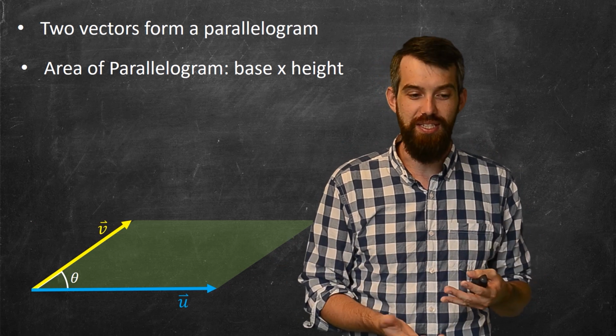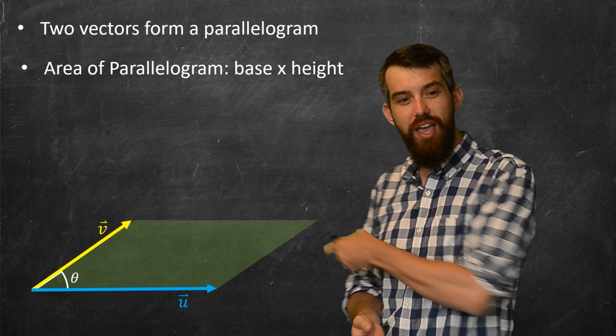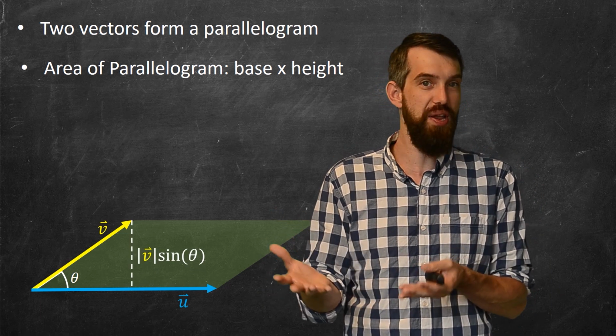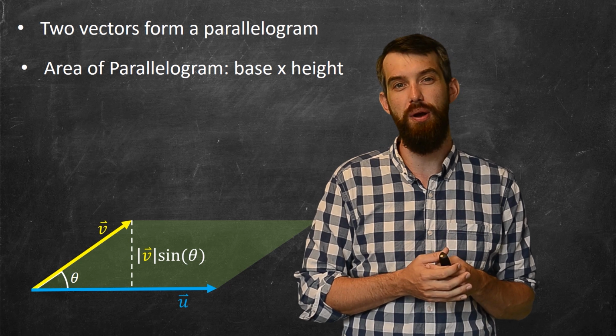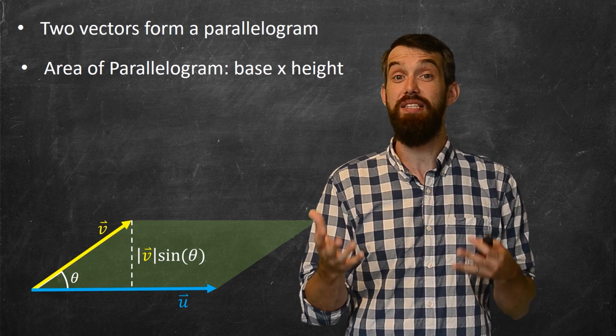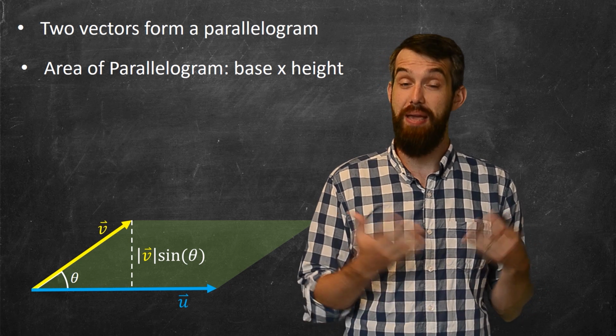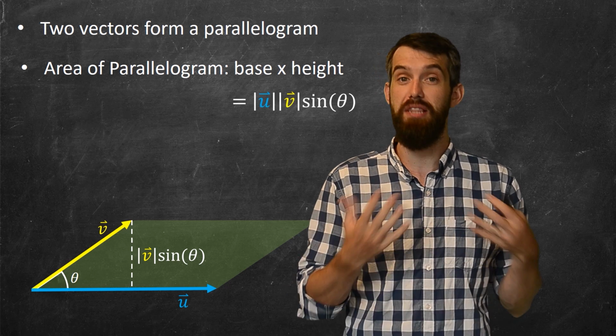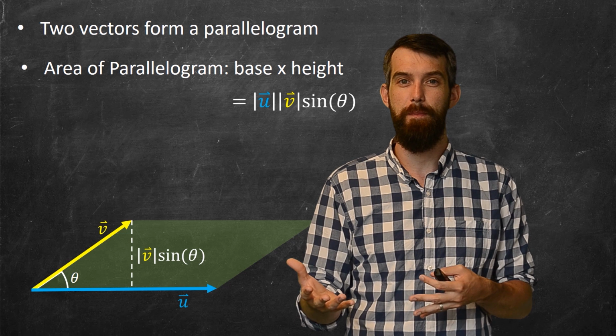Well, what's the height of this thing? I have this value theta, so I know the height is going to be the length of v sine theta, with a little bit of trigonometry on that triangle. All right, so then what is the area of the parallelogram? It's the base times height, so the length of u is the base, multiplied by this height, so the length of u times the length of v times sine theta.